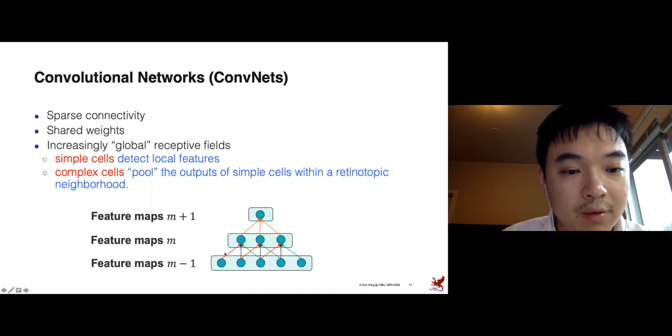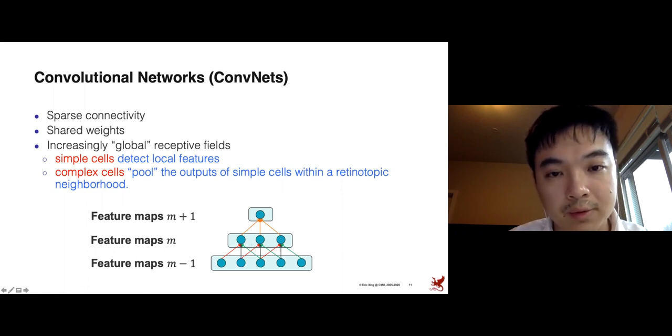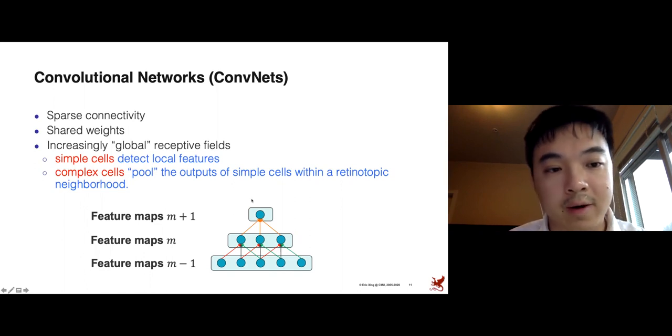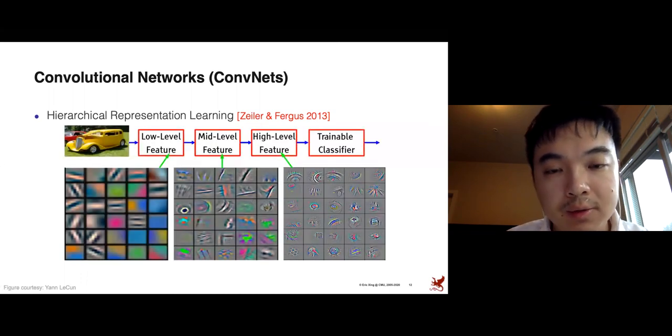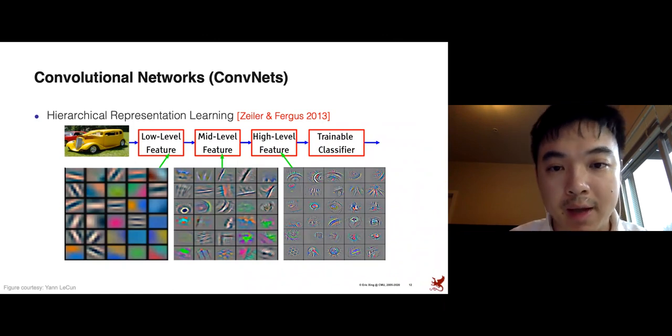So simple cells at the lower layer will detect local features, and the complex cells will pool the outputs of simple cells within a neighborhood to get the higher level features. So with this hierarchical architecture, the model can capture increasingly abstract and higher level features.